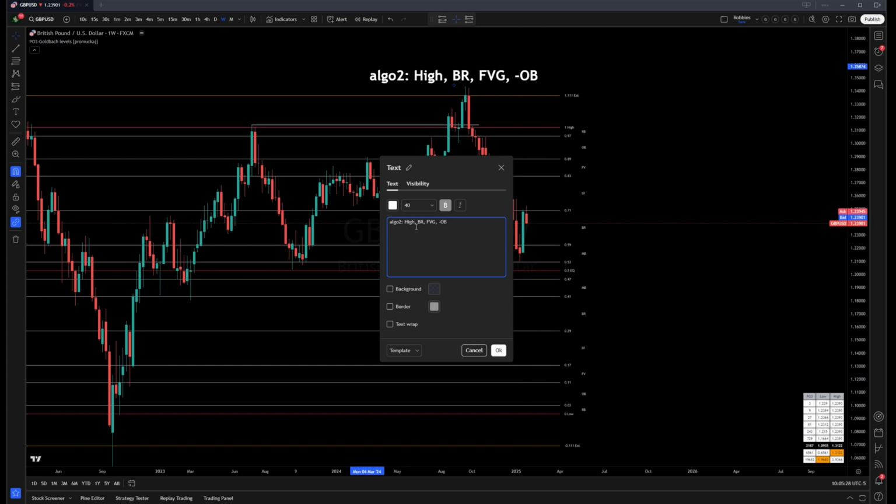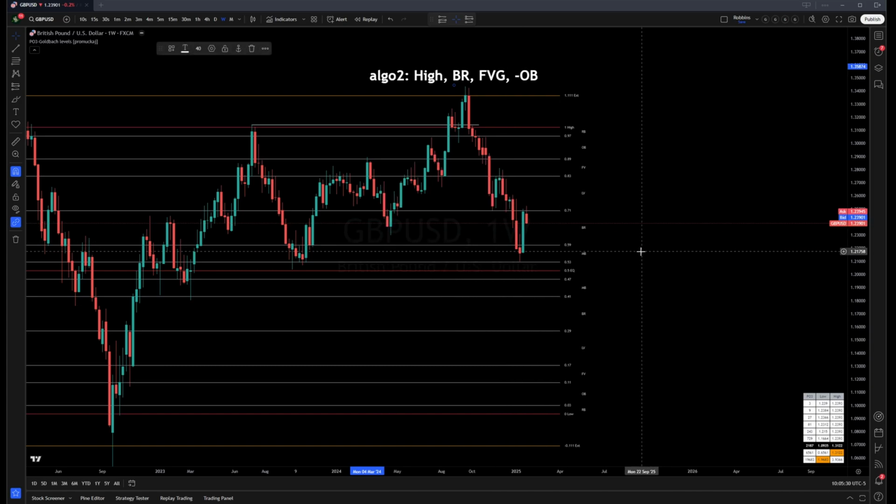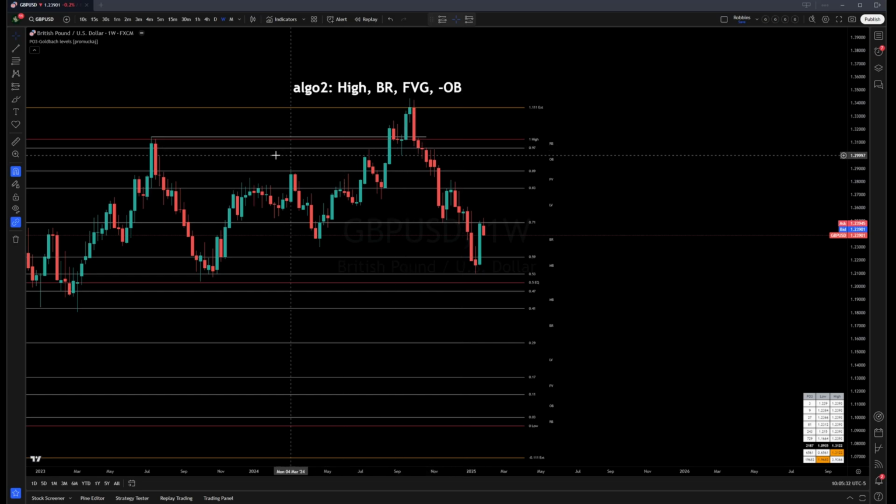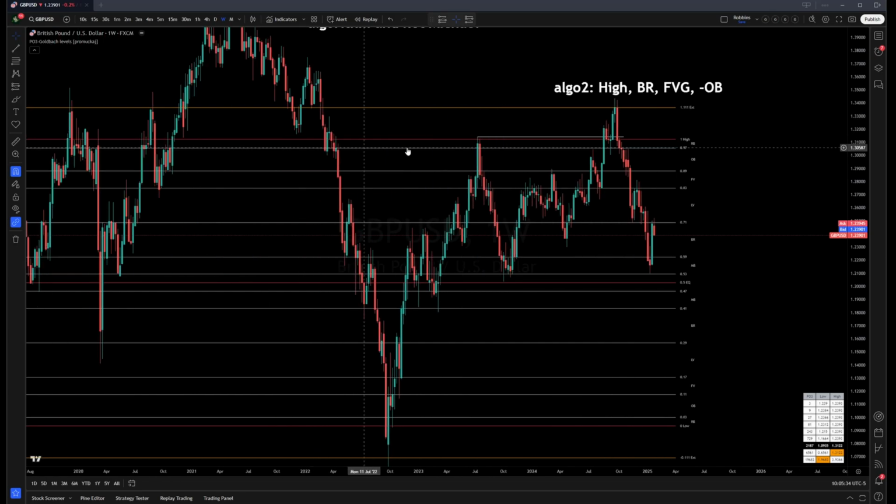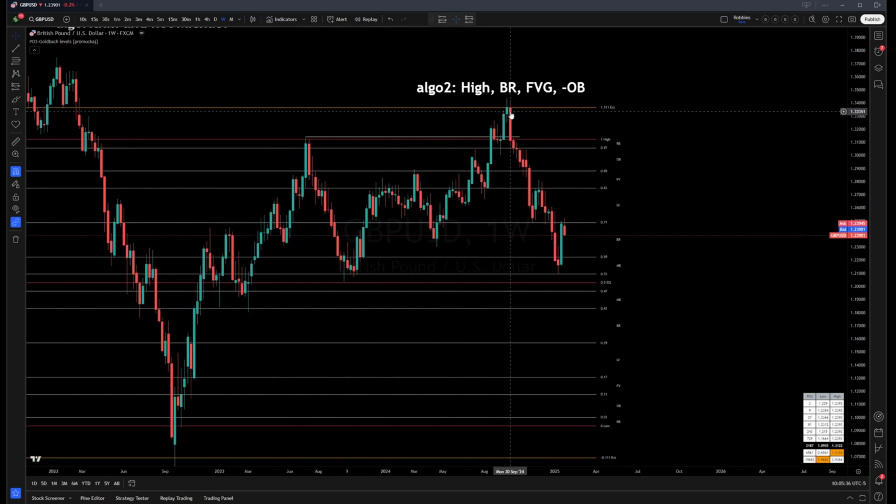So we go from the high to the breaker. Okay, so what did we have here? We have a stop run, taking out everyone who was prematurely short into the extension. Now the extension serves a very specific function.